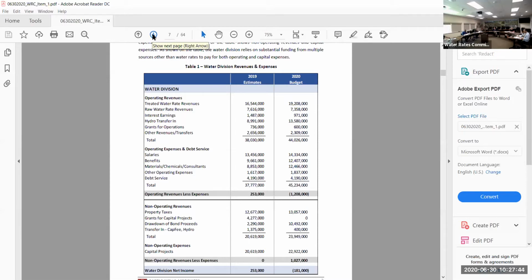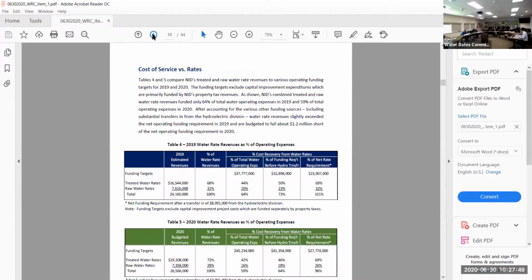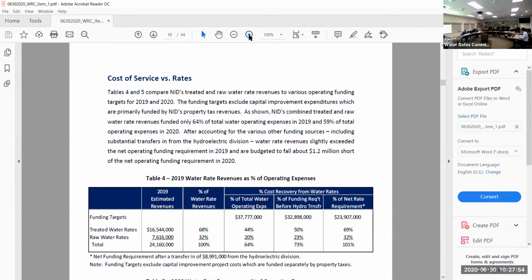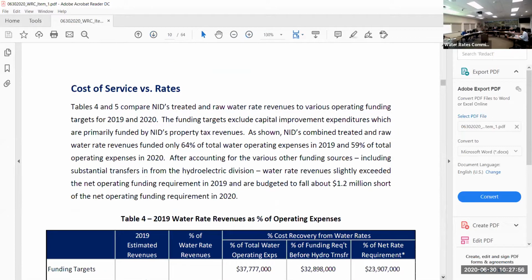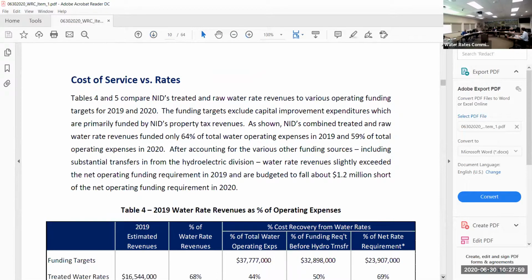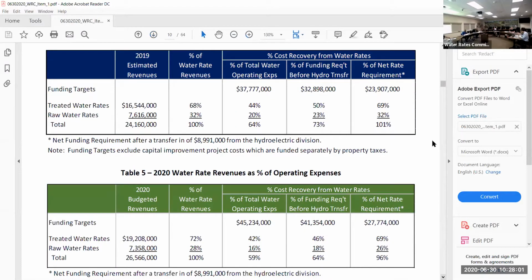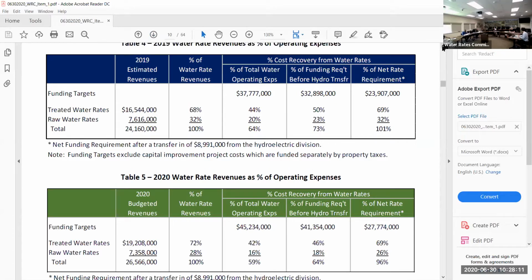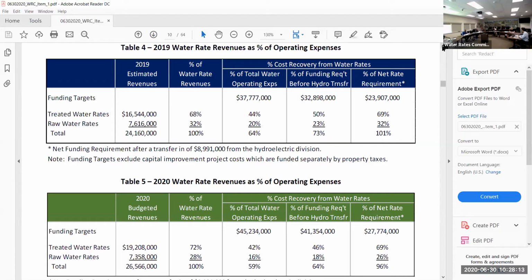Yeah, well, no, here's what it is. I probably should have some of the detail here, but on that Table 4, for example, the operating and maintenance costs for the water division were $37.7 million, estimated for 2019. When you look at the rate revenues, they're only bringing in 64% of that operating cost requirement. The second column over says percent of funding requirement before the hydro transfer.